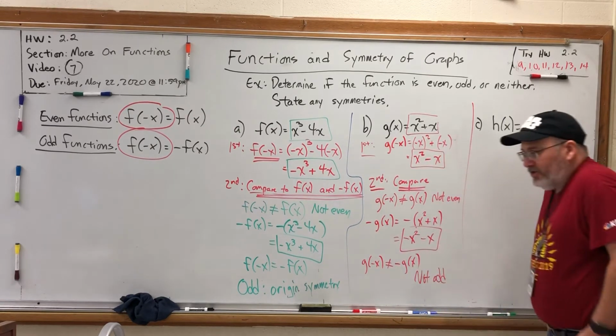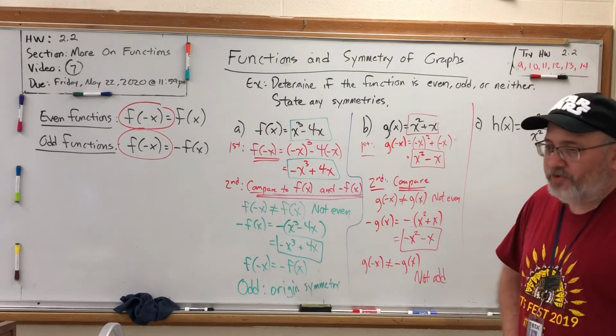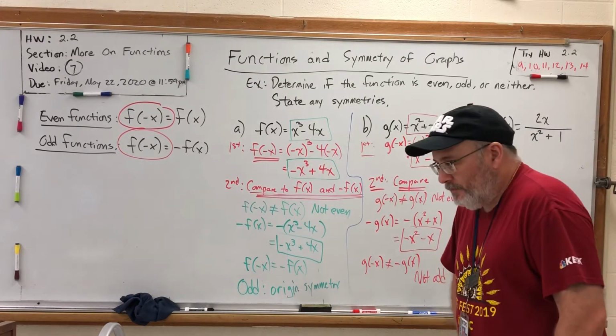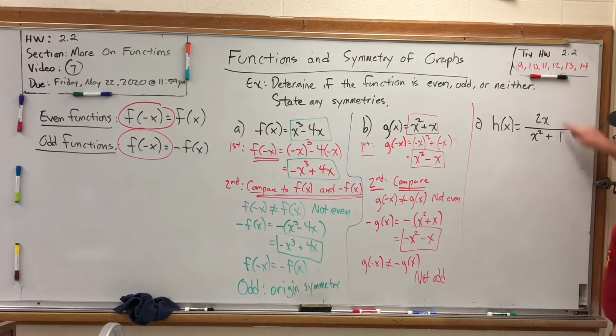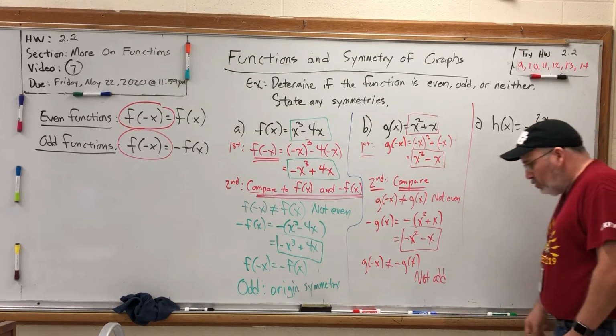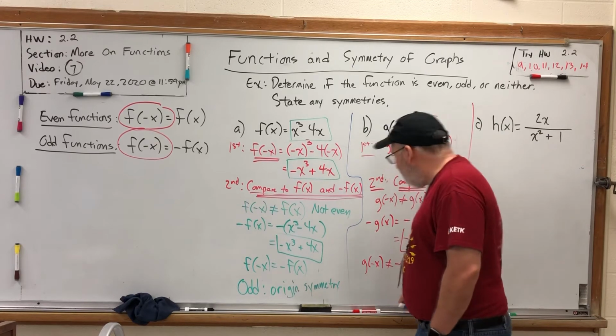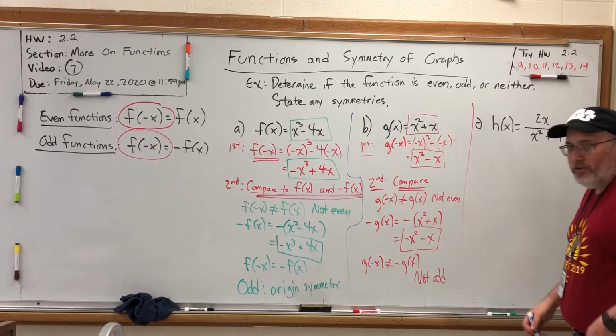Because I don't want you to think that, okay, I'll just look at the powers and see if they're all odd or all even. But if it's a mixture, then it's neither. Because this has a mixture of powers. The power on the top is 1, it's odd. The power on the bottom is 2, it's even. But the answer to this one is not neither.